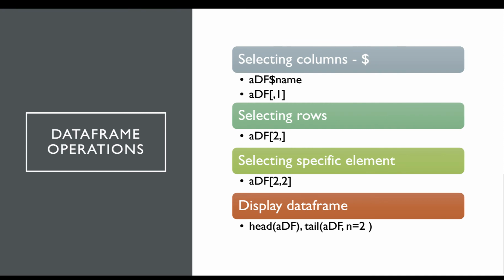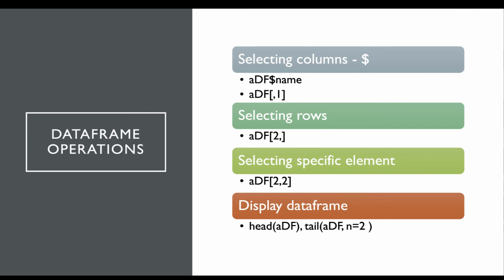If the columns don't have names, one can specify the columns based on the column position by using square brackets and specifying the position of the column after the comma. If one wants to select specific rows of the data frame, one can again use the square brackets, specifying the number of the row that they are interested in prior to the comma. If one needs to select a specific element in the data frame, one needs to specify both the row and the column one is interested in.